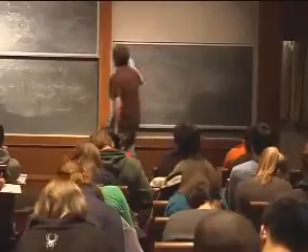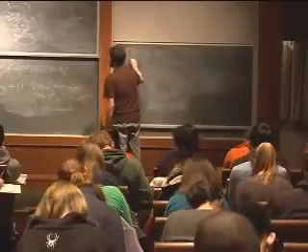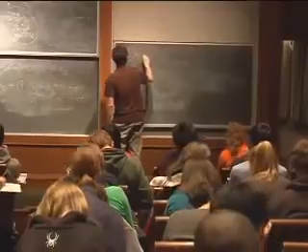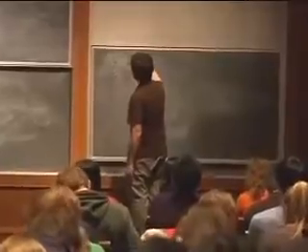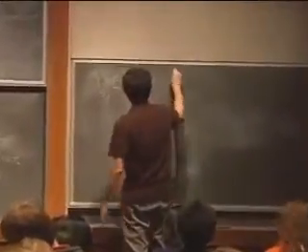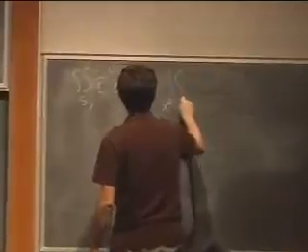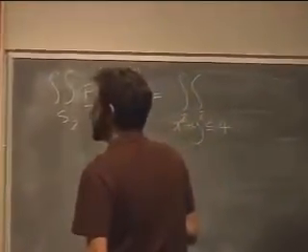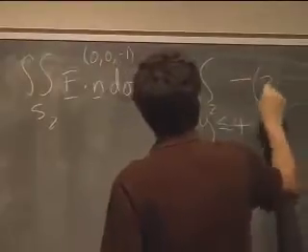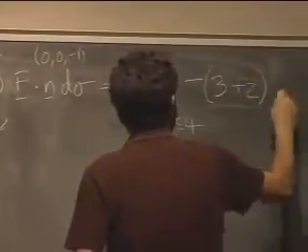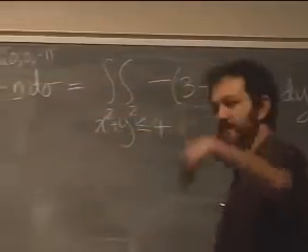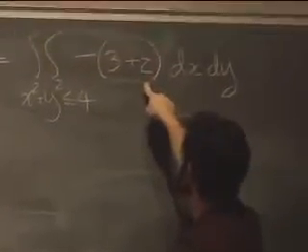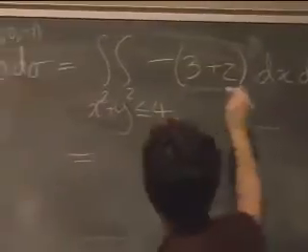So for the bottom, this time n is 0, 0, minus 1. So you're going to get the double integral, this time over x squared plus y squared less than or equal to 4, of minus 3 plus z dx dy. The minus came from the minus 1. That's where you really need the negative normal. This time z equals 4. So this is minus 7.